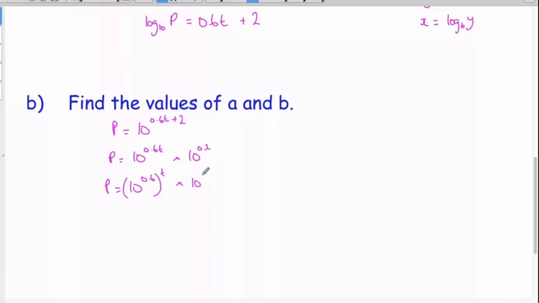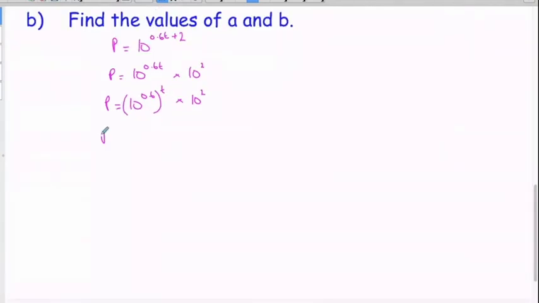And all of a sudden, we've got two numbers that we can work out. We've got 10 to the power of 0.6 and we've got 10 squared. We can work those numbers out on the calculator. 10 to the power of 0.6 is 3.98. So we've got 3.98 to the power of t times 100.